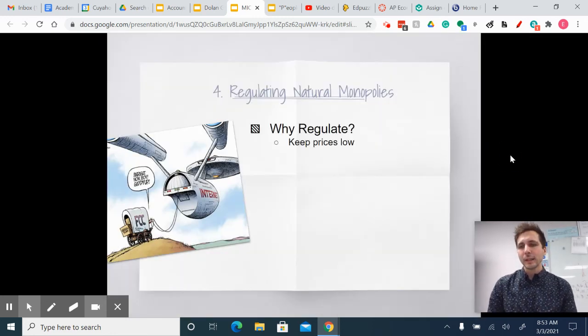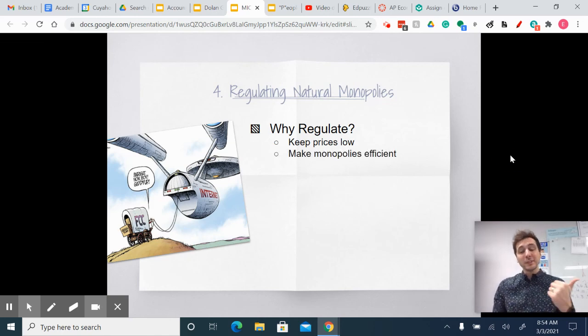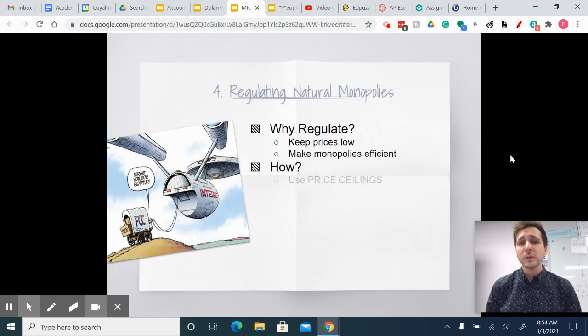Well, first we have to regulate them, because if we don't, prices will be too high and quantity will be too low, right? We're trying to make monopolies more efficient. Only if they're a natural monopoly, only if they have the potential to produce what society needs and wants at the price and quantity society needs and wants because of their economies of scale. How do we do this? We do this using price ceilings.